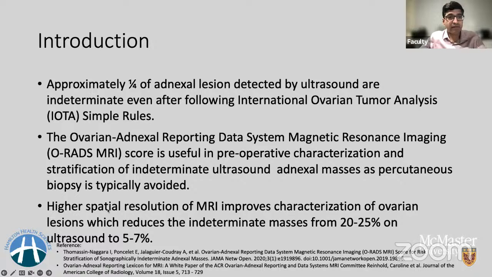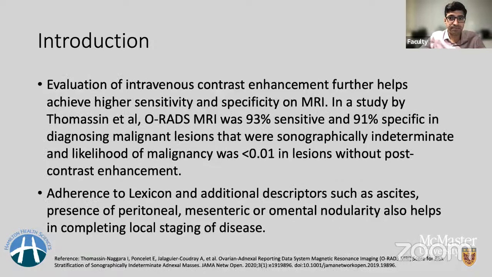Obviously, with MRI, you're going to have higher spatial resolution, which improves characterization. And studies have shown that for these indeterminate lesions with ultrasound, you can see a reduction of these indeterminate features from 20 to 25% if you use ultrasound, and on MR that drops down to 5 to 7%. So MRI actually does a very good job at classifying these lesions. For evaluation of contrast enhanced imaging, you definitely need to use MRI in this particular case.